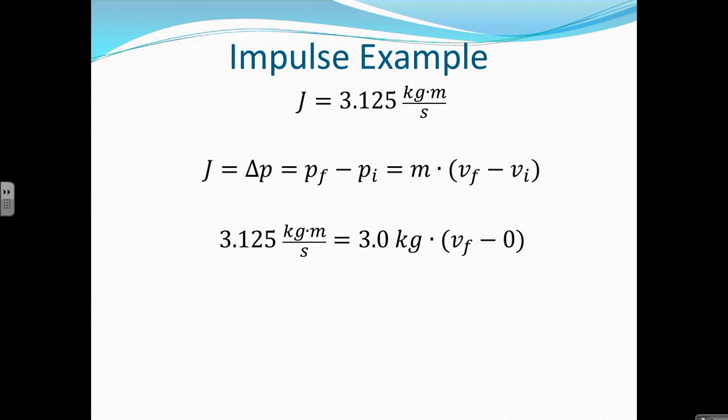Plugging in for our values, we have 3.125 kilogram meters per second. That's what our change in momentum is. It starts at 0, it ends at some final velocity, so 3 times final velocity is going to equal 3.125 kilogram meters per second, and that ends up giving us a final velocity of 1.04 meters per second. This is how fast it's going when all is said and done, 1.04 meters per second.